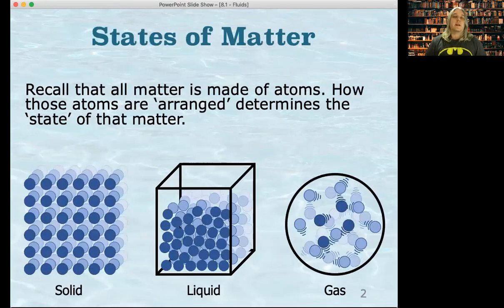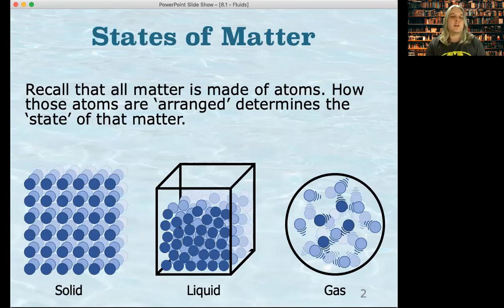So firstly, just a recap, states of matter. All matter is made of atoms, so we just want to remember that. It's going to be very useful for our analysis of the different properties that we're going to look at, including pressure and fluids and things.